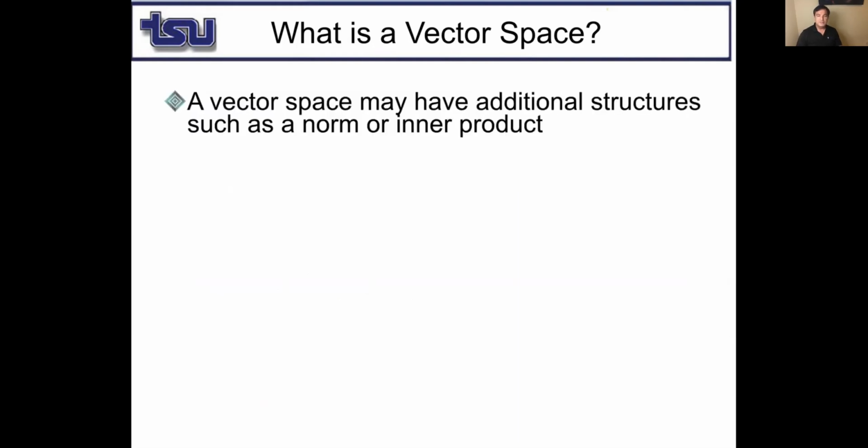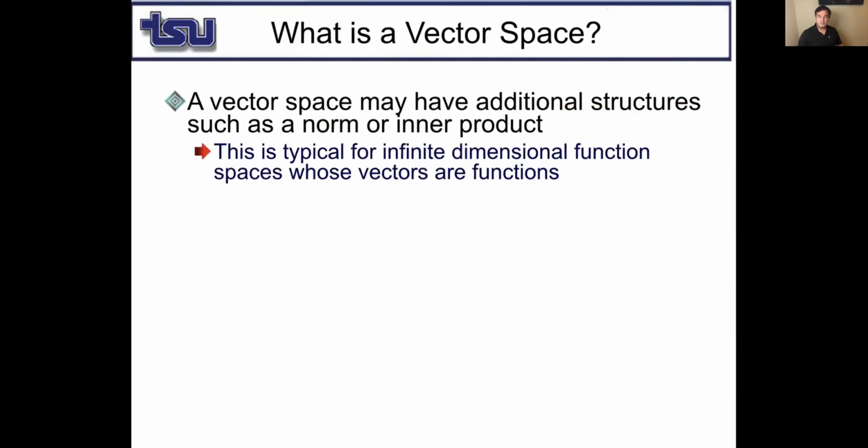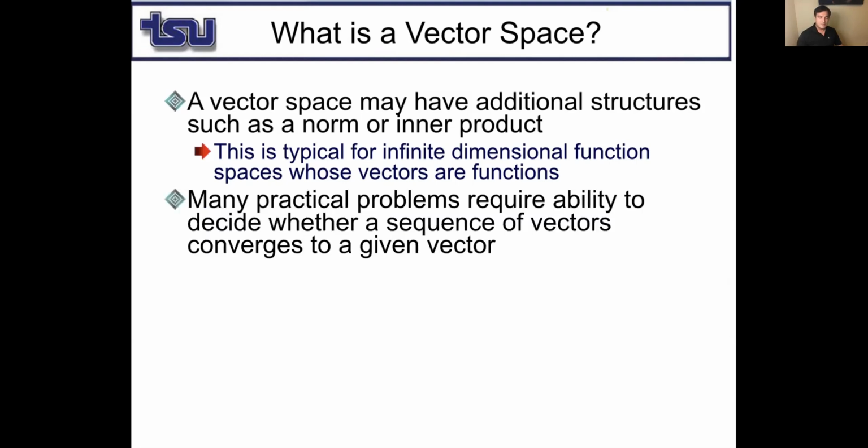So here, a vector space. Before we define the vector space, let's talk about some other concepts. A vector space may have additional structures, such as norm or inner product. This is really typical for infinite dimensional function spaces whose vectors are functions. We are going to talk about infinite dimensional function spaces soon. I know it sounds complex, but it is not that complex.